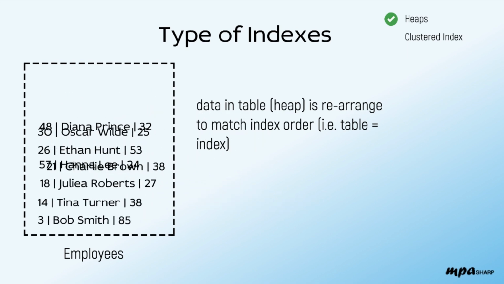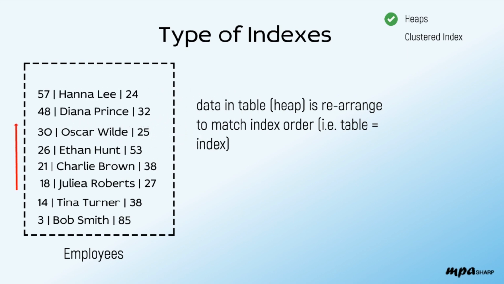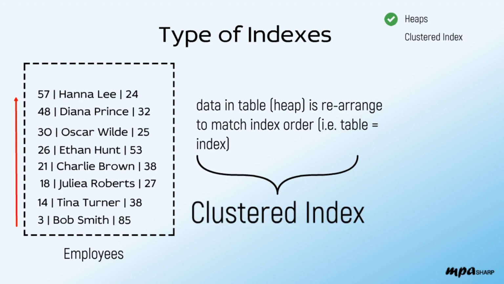You can only have one clustered index per table because table data is physically structured on the clustered index. When you specify a primary key for a table, SQL Server automatically creates a clustered index on that column.